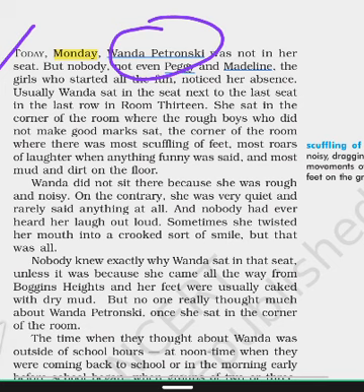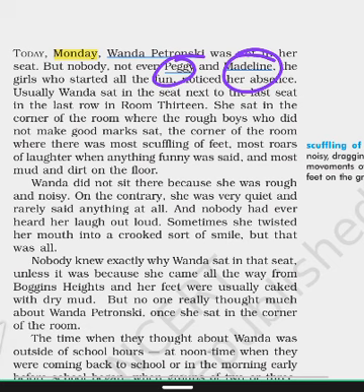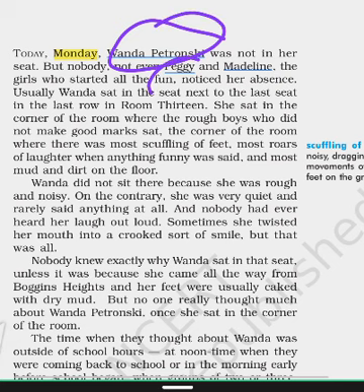So that is the one character, and after that there are some other characters like Peggy and Madeline. These are two important characters. The nickname of Madeline is Maddie. Peggy and Maddie are the classmates of Wanda Petronsky. Have you understood? Means Wanda Petronsky, Peggy, and Madeline are classmates.